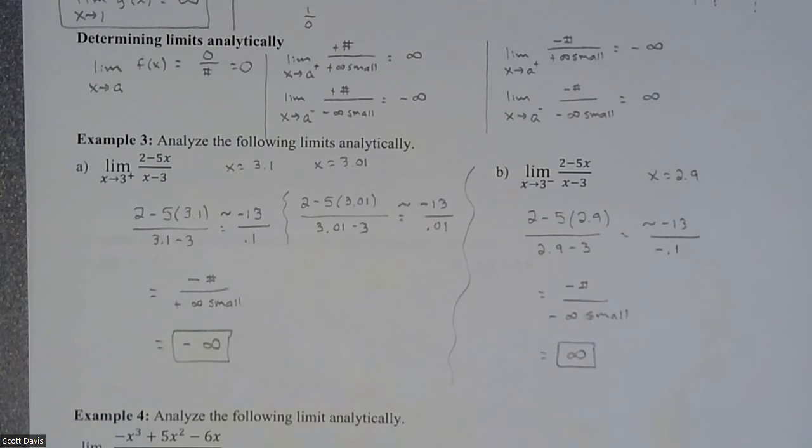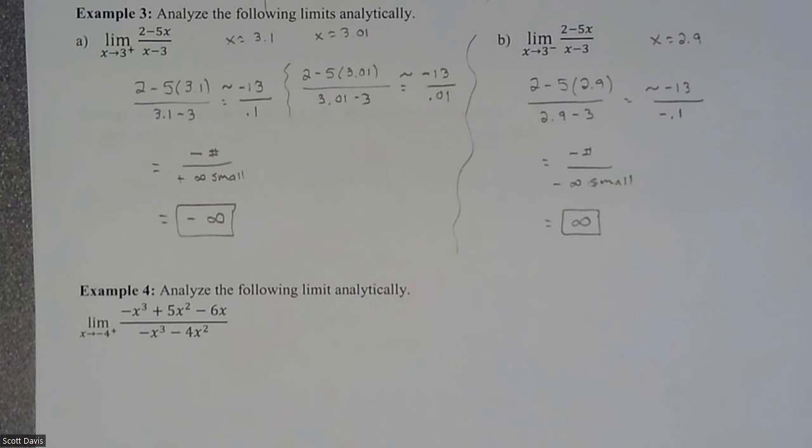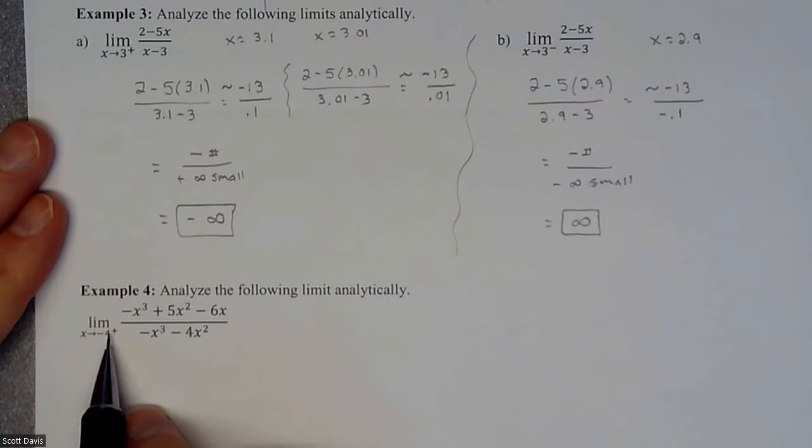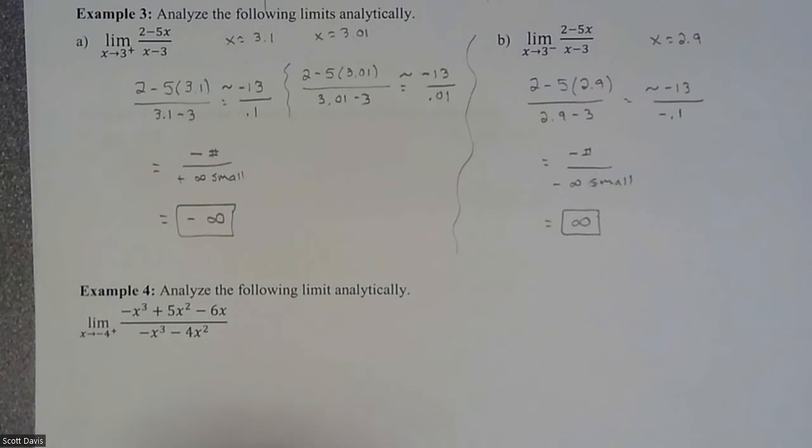Okay, so let's do one more. We're going to analyze the following limit analytically. We're looking at -4 from the right. Right, so I have no idea. There's quite a lot going on. So let's see if we can simplify this a little bit and take a better peek at it.